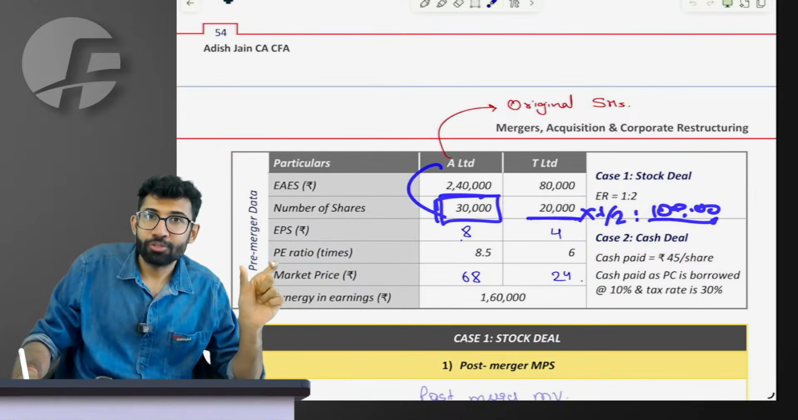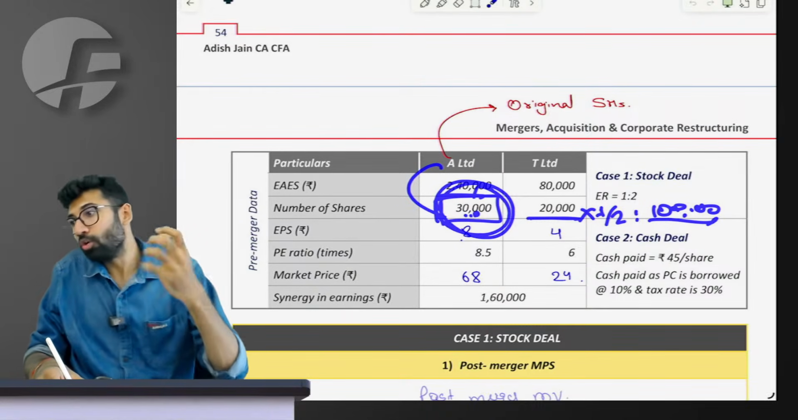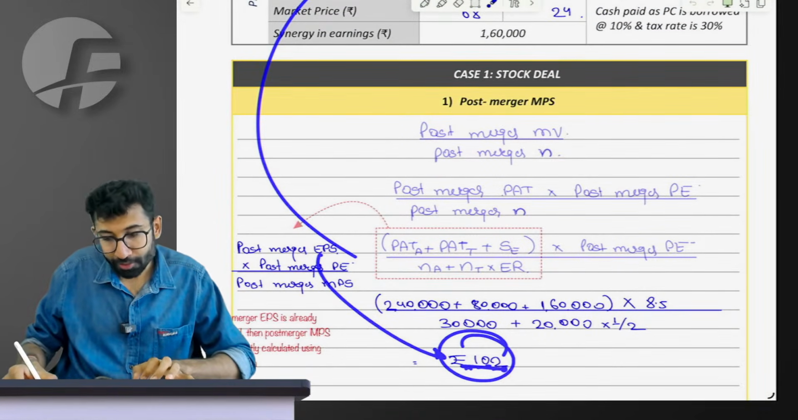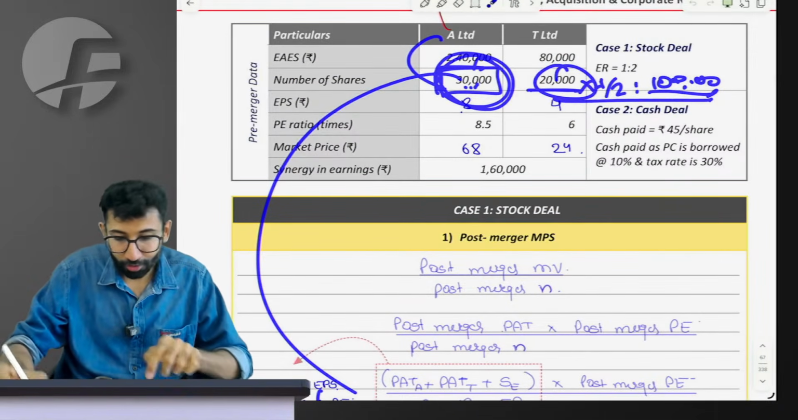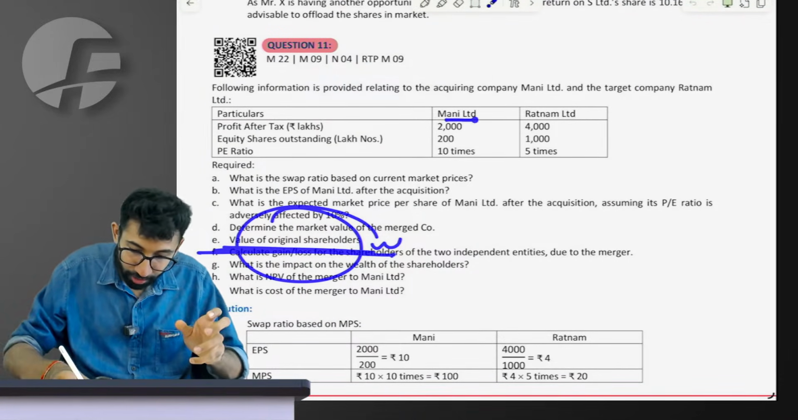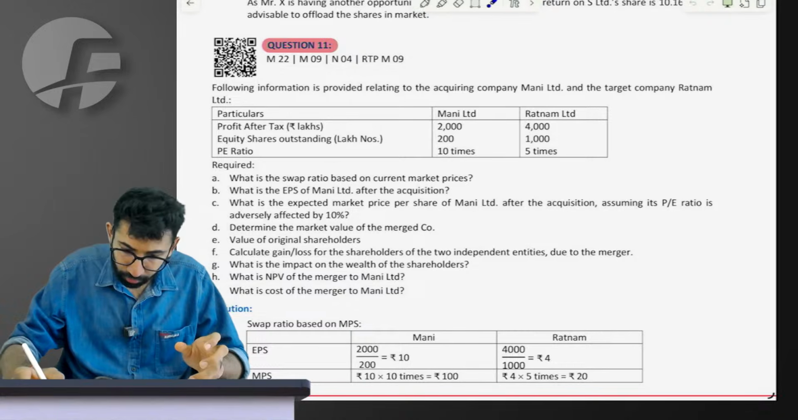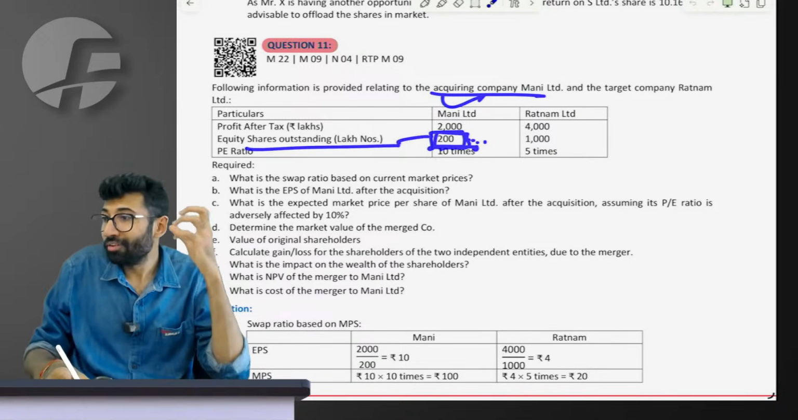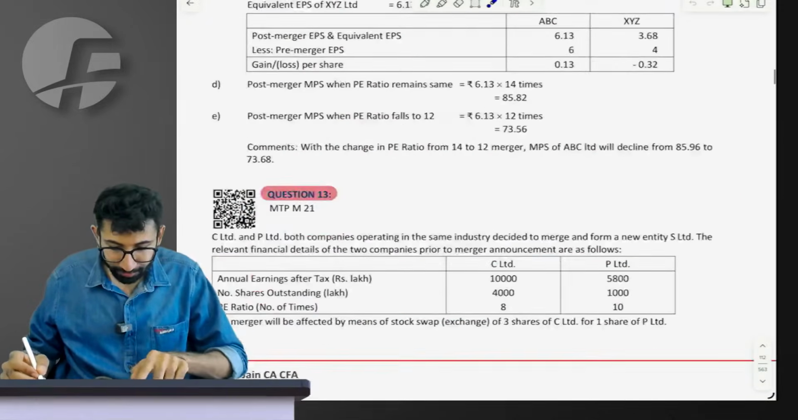Out of those 40,000 shares, you know how many shares are considered original? 30,000 shares. So if you ask me how much is the total market value of those original shareholders, can I say on those 30,000 shares, if the per share value is 102, the total value of the original shareholders becomes 30 into 102, because the rest of the 10 are not original. So that is what this question has asked, the value of original shareholders. Money and Ratnam, who's going to acquire whom? Acquiring company. Money has equity shares outstanding of 200, so the value against those 200 shares of the acquirer is the original shareholders' value. Cool.